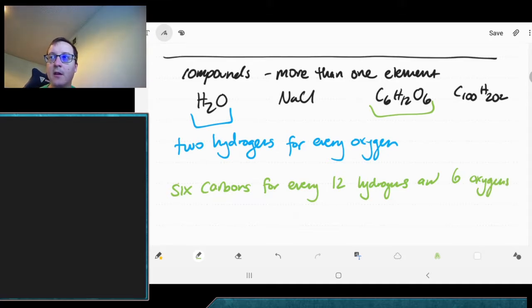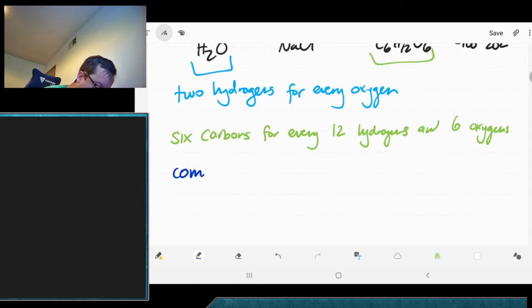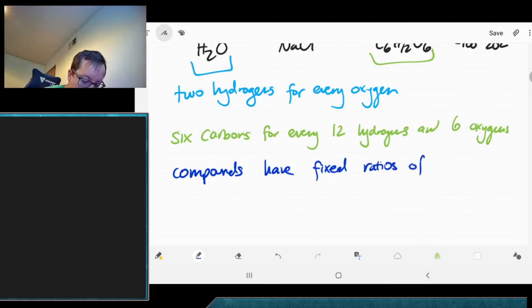So, we see that these have fixed ratios. Every single glucose molecule there... And water, for example, has a 2-to-1 ratio of hydrogen to oxygen. These are fixed ratios. We see that compounds have fixed ratios of atoms.